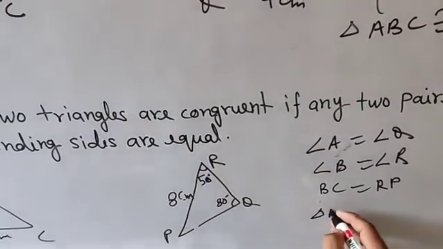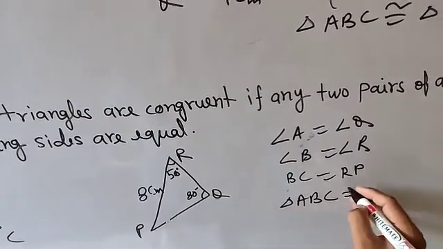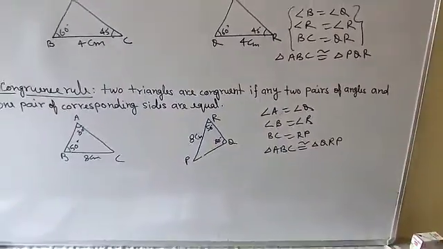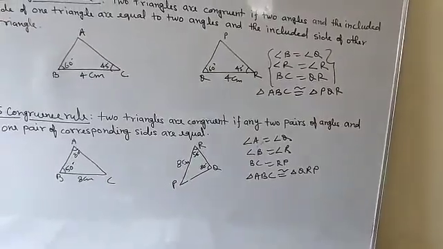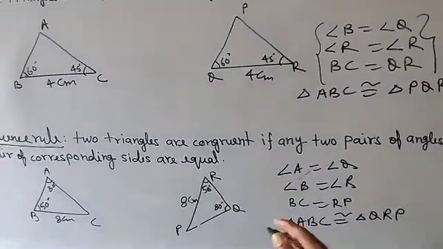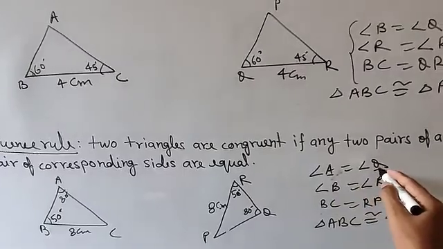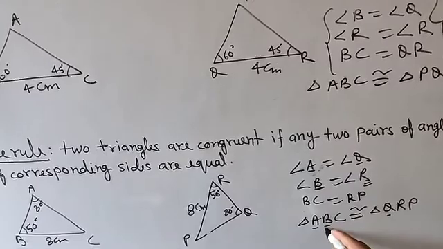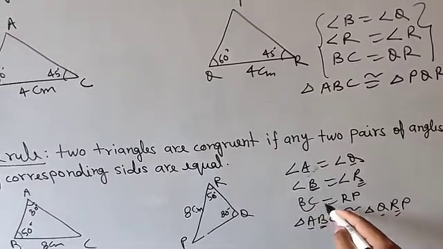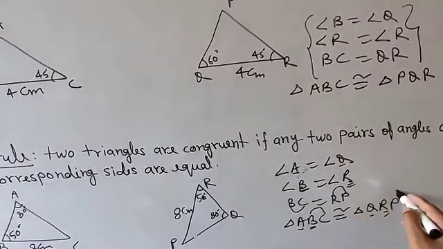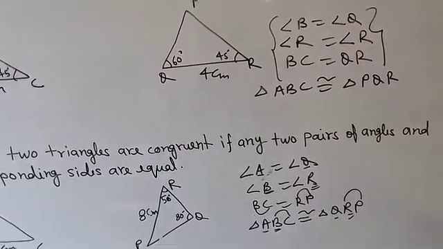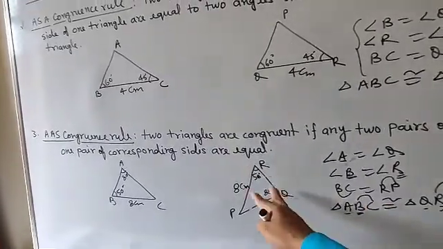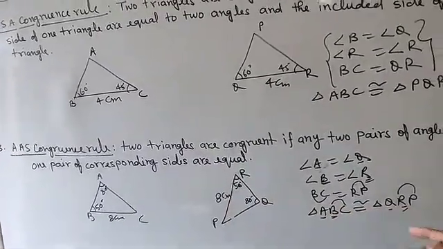So here you will write triangle ABC congruent to triangle QRP. Why have I not written ABC congruent to PQR? The reason is that according to the correspondence, A and Q positions will be the same, B and R positions should be the same, and BC and RP positions should be the same. So that's why, according to the correspondence, the triangle PRQ can be written as QRP.